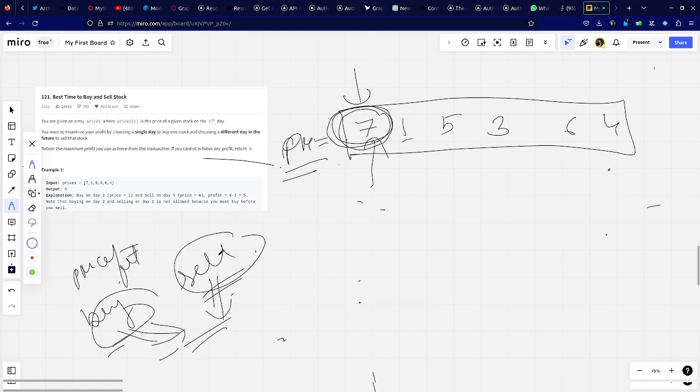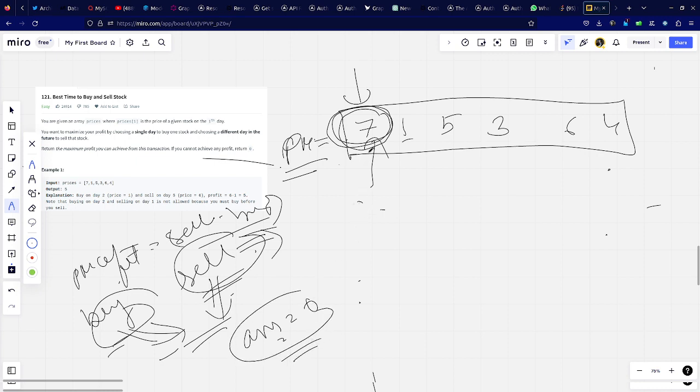Okay, and it is a pretty logical thing that we cannot sell before buying. After buying only we can sell it. So the profit is always sell minus buy. Now let me declare another variable, say answer, which will store the final answer. Now let us initialize this buy variable.